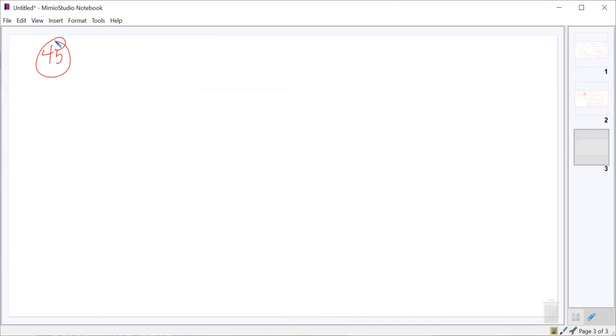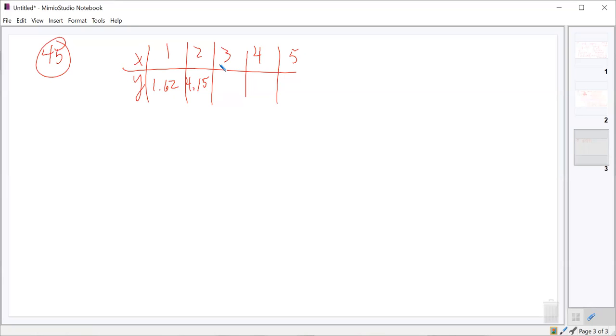45, they give us a table. I'm going to write out the table real quick. 1, 2, 3, 4, and 5. We got 1.62, 4.15, 7.59, 12.13. Okay. It says a trapezoidal sum with n equals 4 is used to find the area under the curve from x equals 1 to x equals 5. I don't know why they'd have you round it to 2 decimals here, because the AP test always says you do it to 3, but that's fine.